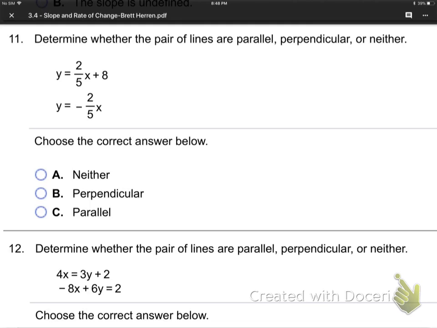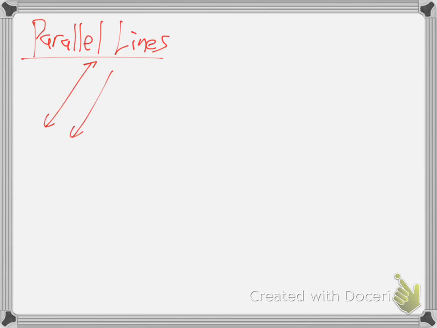Do you know anything about parallel and perpendicular lines? Before we do that problem, we better talk about it. What do parallel lines look like? Yeah, it'd be like that. It'd be like two streets that go the same direction. Parallel streets. They don't touch. Right? Parallel lines.